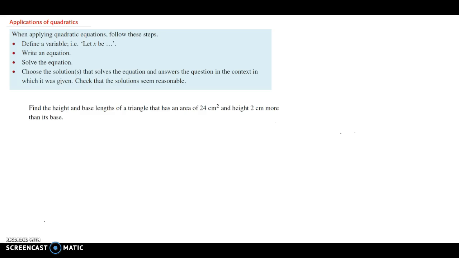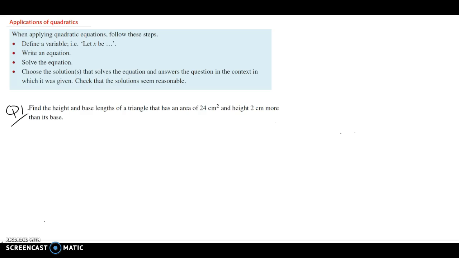You'll know that when you solve quadratic equations, you can get two different answers. One of those answers may not be correct or appropriate for the context of the question, so that needs to be taken into consideration. Let's start working through two questions. The first one is here for you.